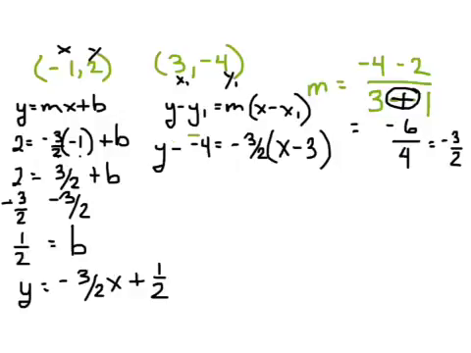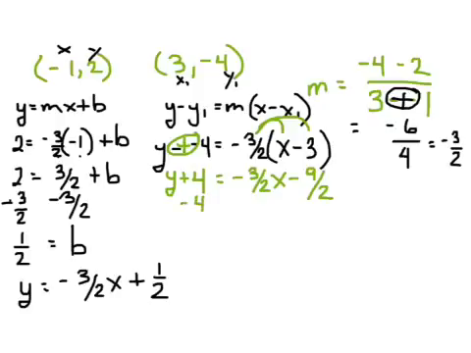First thing that happens, this turns into a plus. So I have y plus 4. And then this needs to be distributed, which ends up being negative 3 halves x minus 9 halves. And when you multiply that, it's top times the top and bottom times the bottom. Then you subtract 4 over to both sides.